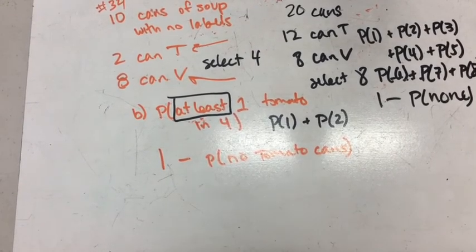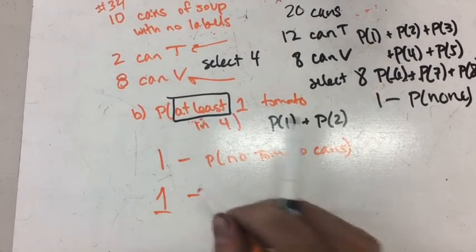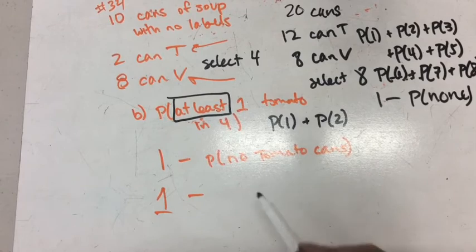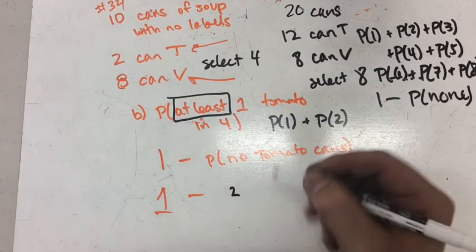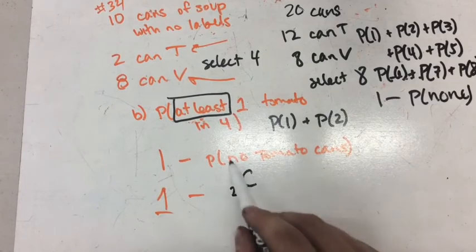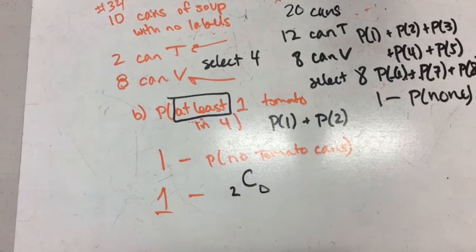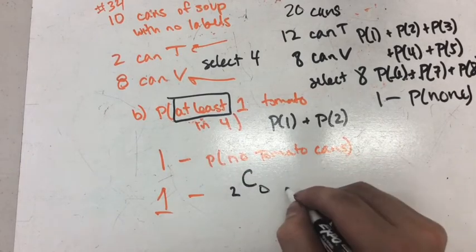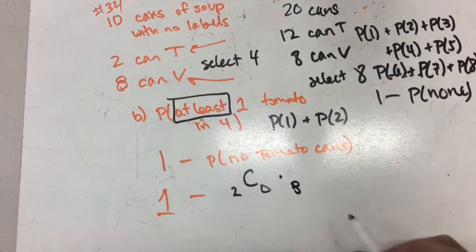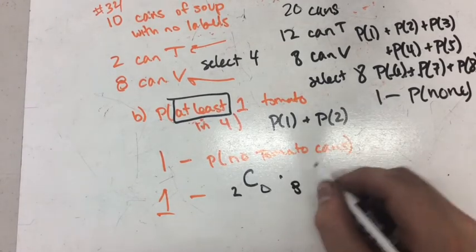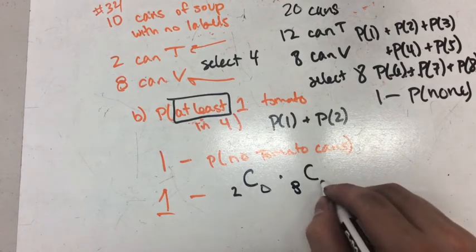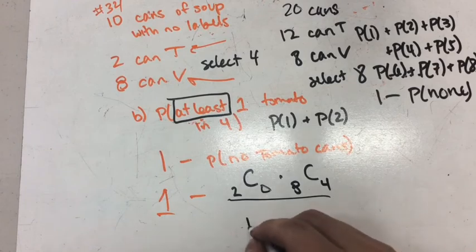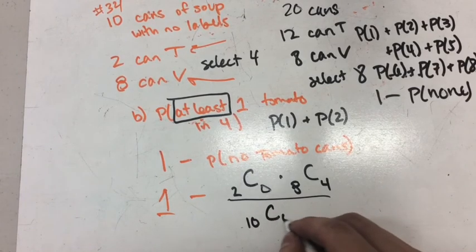So let's do 1 minus the probability of no tomato cans. Okay, how many tomato cans are there? There are 2. How many of them do I want to choose? Well, it says I want no tomato cans. So 0 tomato cans. How many of the other subgroup are there, which is vegetable cans? There's 8 vegetable cans. And how many do I want to choose? Well, I want all 4 to be veggie cans. So I'm going to choose all 4. And then I'm going to divide by the sample space, which is still going to be 10 choose 4.